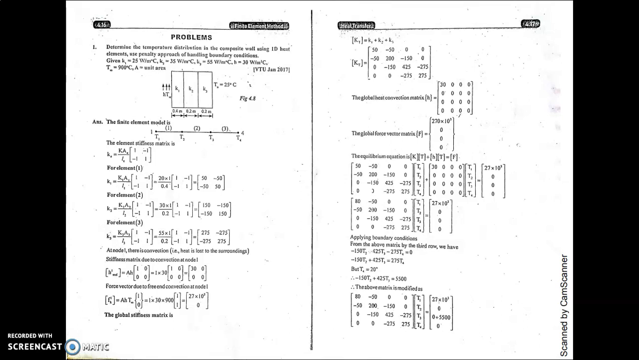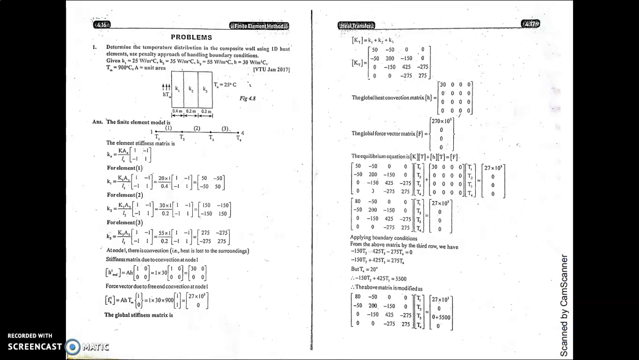In this video lecture we shall see two important questions related to the composite wall of heat transfer. First question: determine the temperature distribution in the composite wall using 1D heat elements. Use the penalty method, okay, it is not required. Use the elimination method of handling boundary conditions.